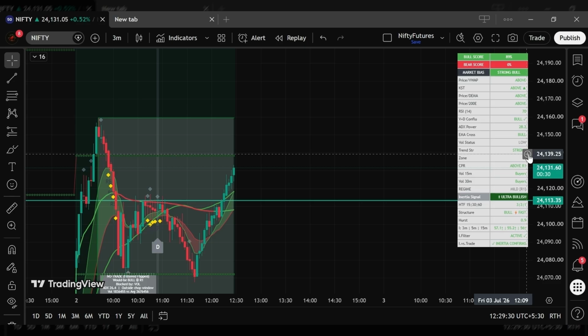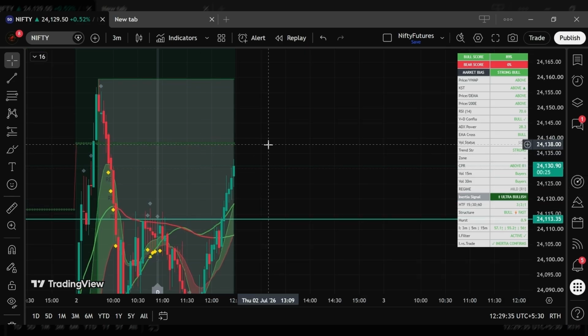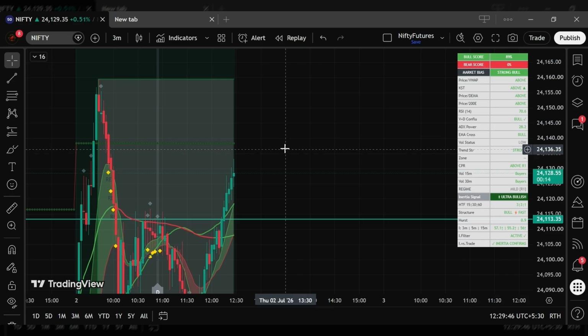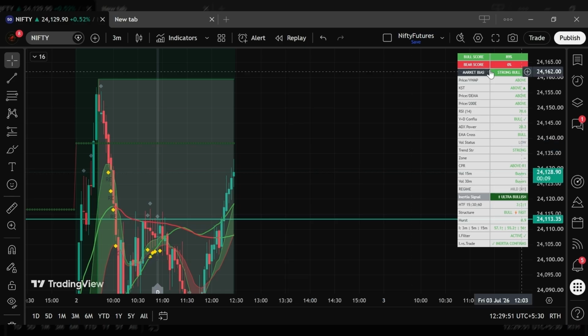As I mentioned, this is the first zone where you can sell some quantity, because it's all ultra bullish and everything is in positive territory and the bull score is 90%. Strongly, I'm holding the trade. That's the kind of confidence this kind of indicator can give you.